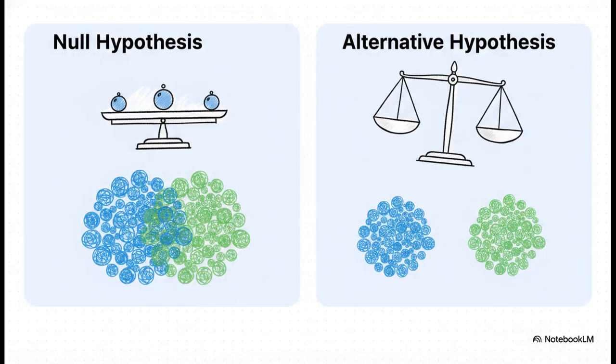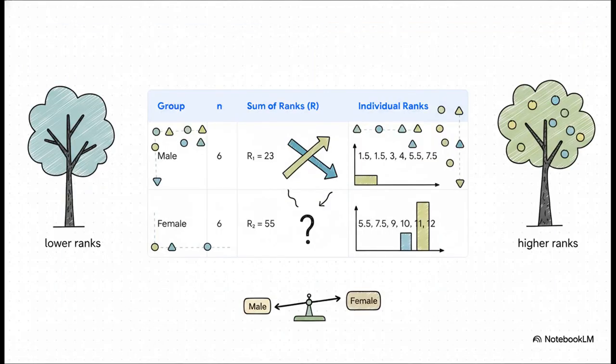So like any good test, we start with our hypotheses. The null hypothesis, H0, is our baseline assumption that there's no difference. The distribution of biomass is exactly the same for both male and female trees. The alternative hypothesis is just that they're different. And notice that wording. We're not saying the average is different, we're saying the entire distribution is different. That's a key distinction.